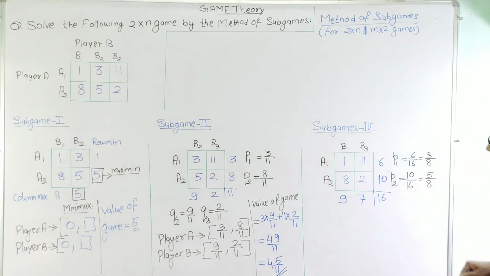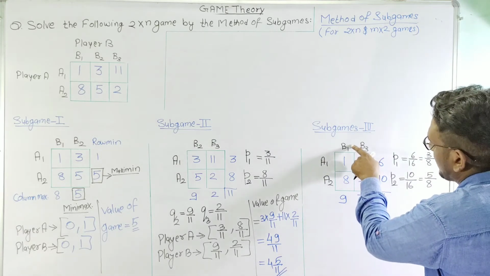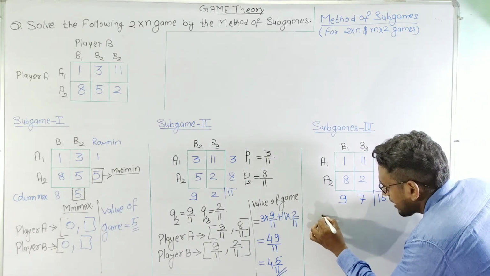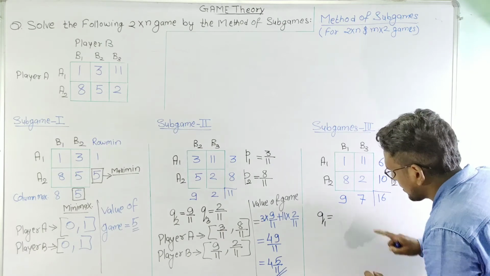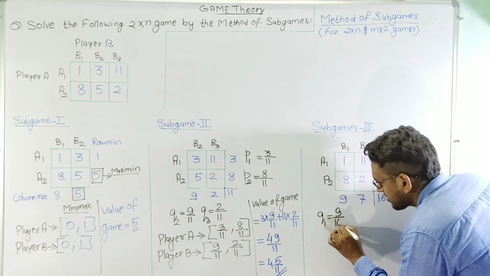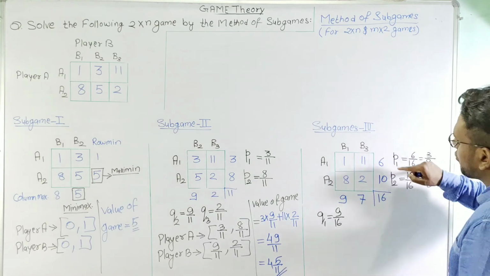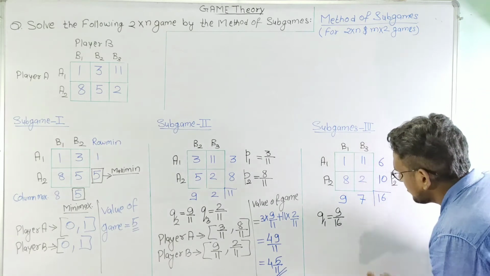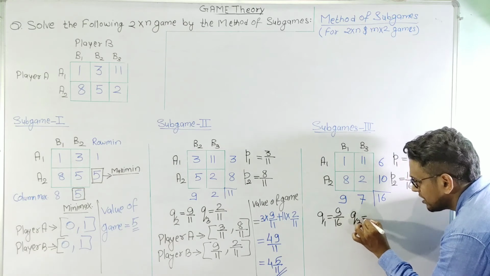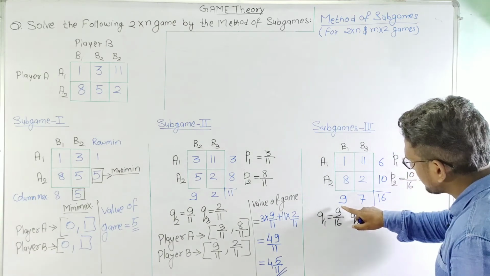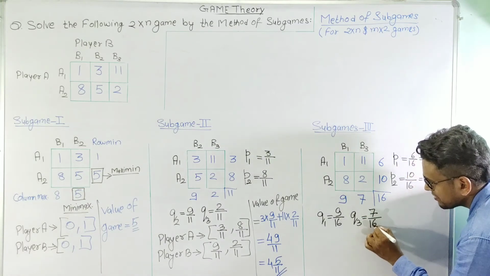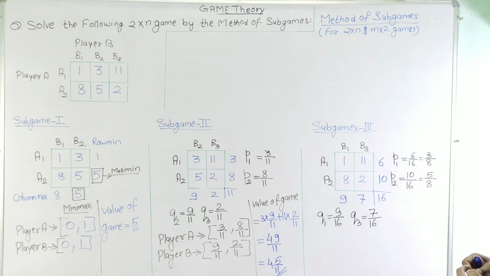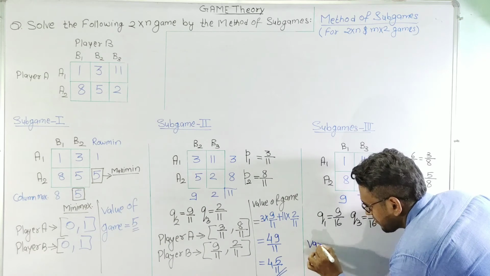Similarly, we can calculate the probability of player B playing strategy B1, which can be given as q1, and it is equal to 9 divided by 9 plus 7. So this is 9 by 16, and the probability of player B playing strategy B3 can be given as q3, which is equal to 7 divided by 7 plus 9. So this is 7 by 16. And now we need to find the value of the game here.